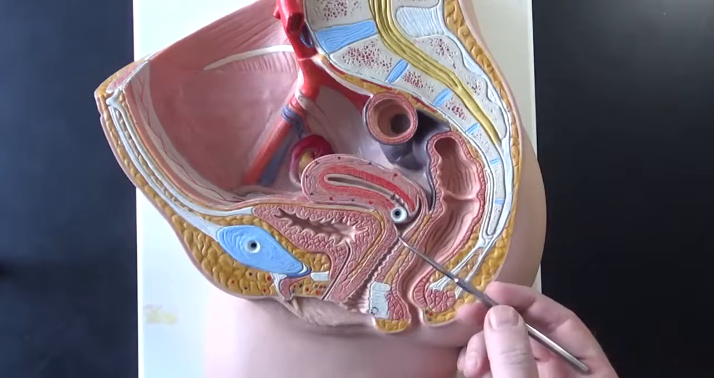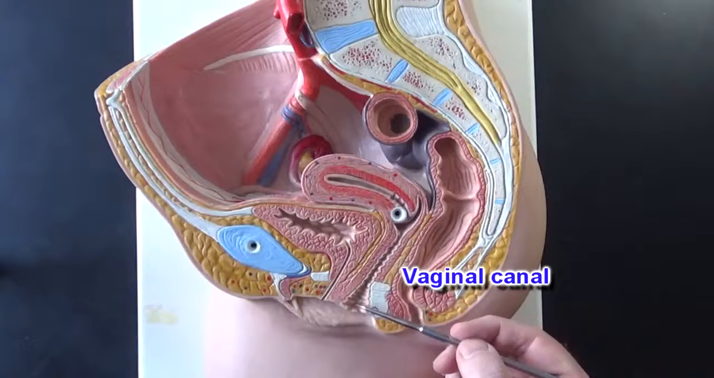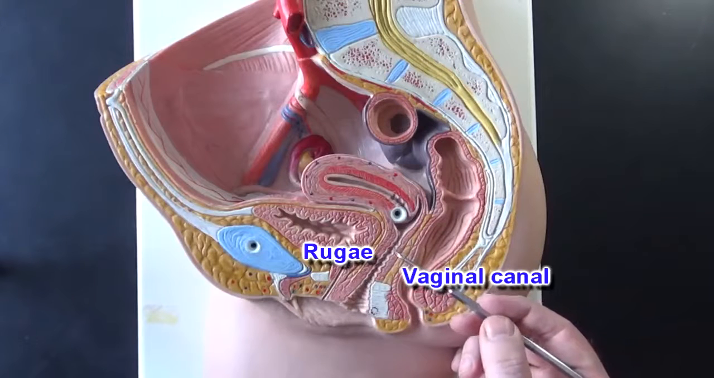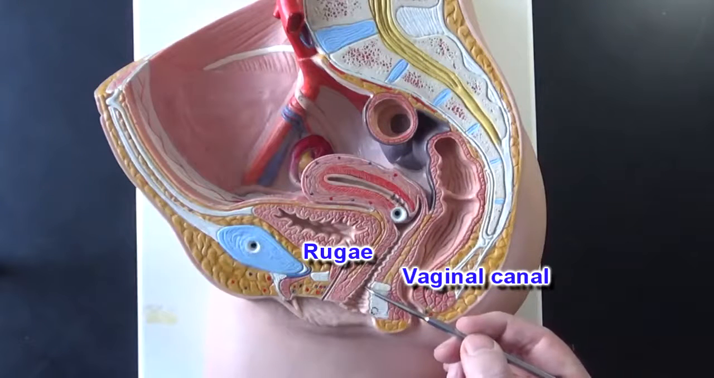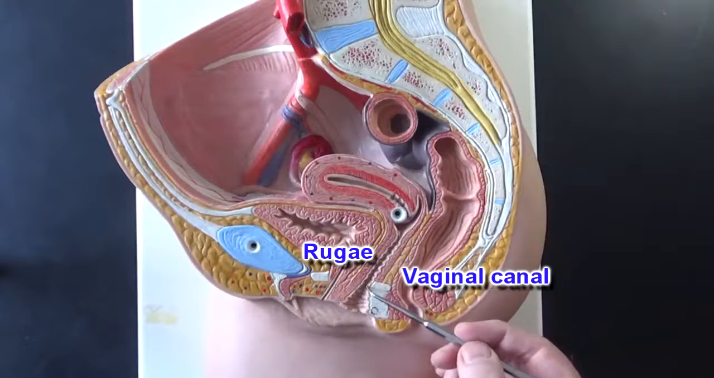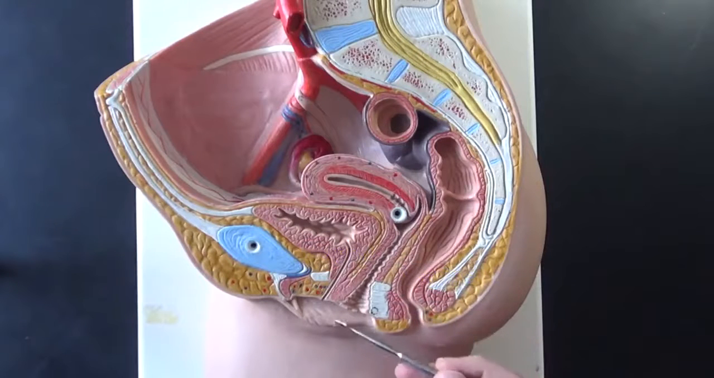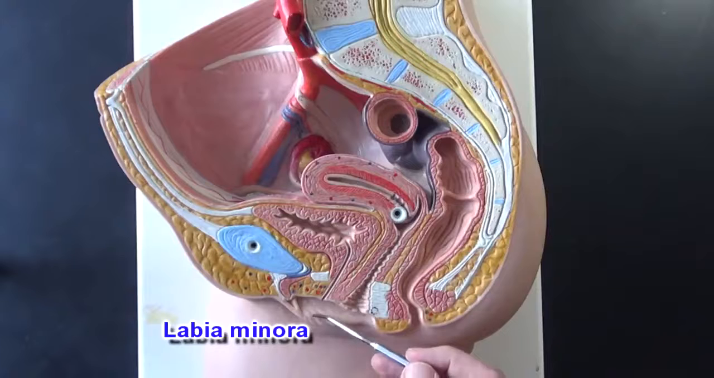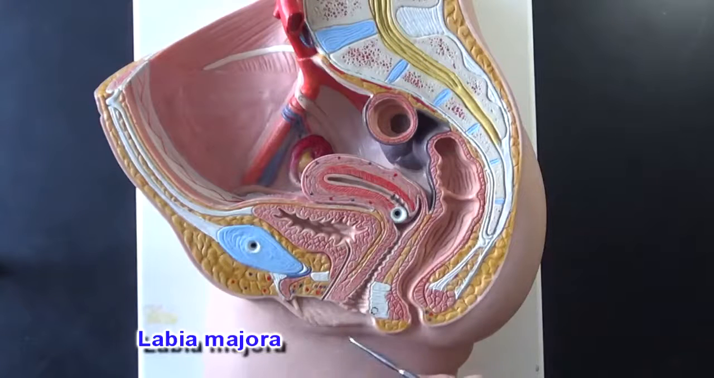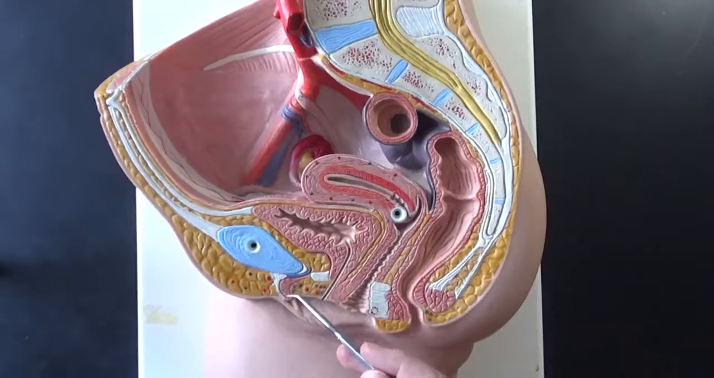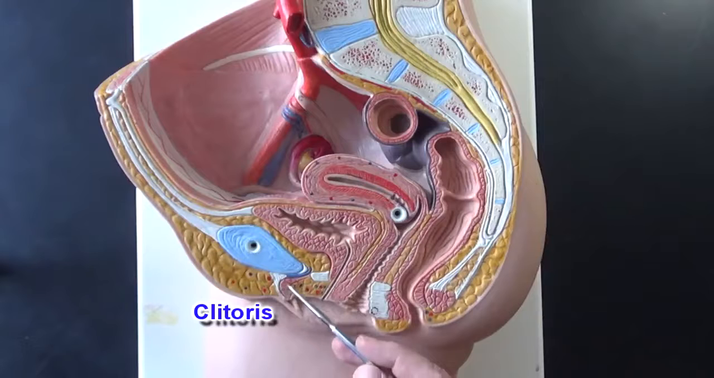Now, this structure right here is the vaginal canal, and you can see the ruga here. There are folds on this inner membrane to allow this area to expand. Okay. Here we can see a better view of the labia minora and labia majora. Okay. Here would be part of the clitoris. Okay. This is erectile tissue in the female, analogous to the corpus cavernosum in the male.